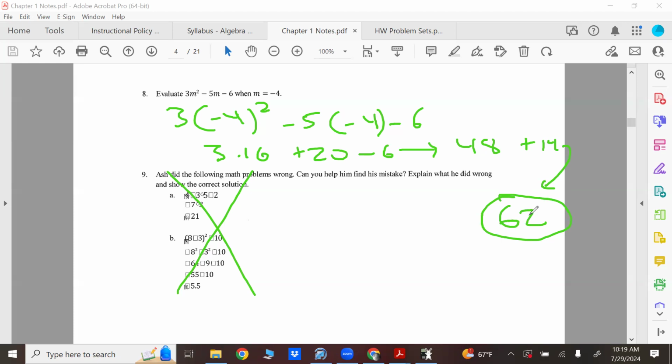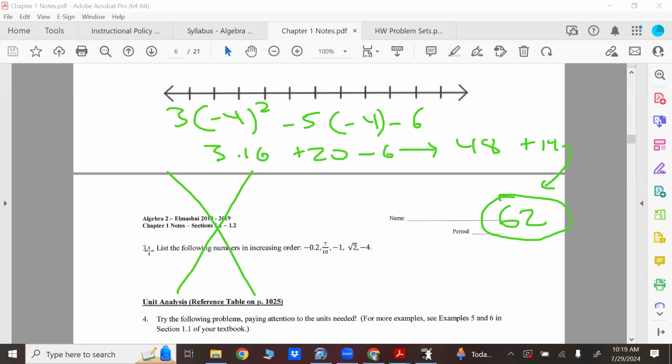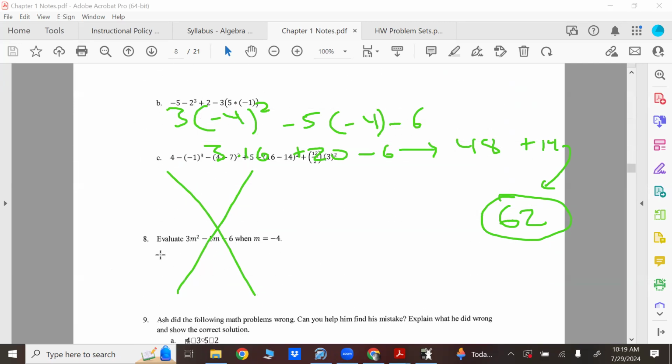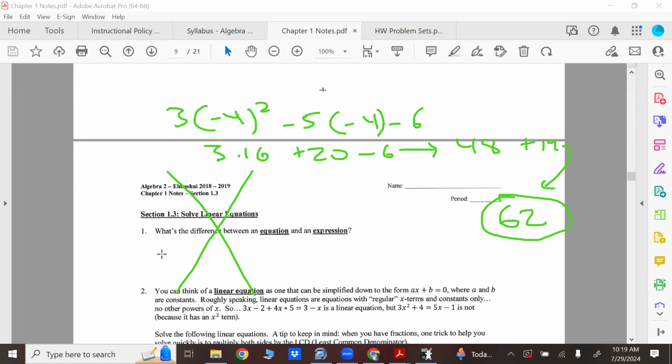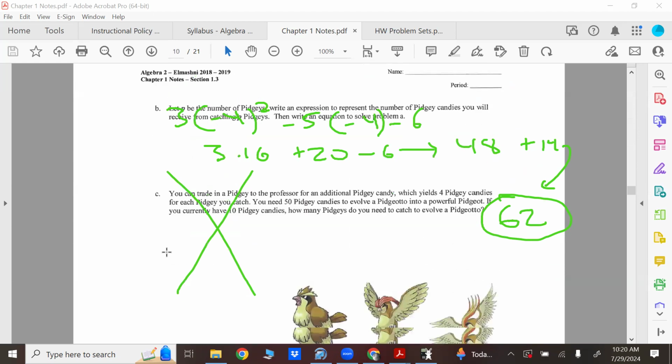Wait, is that right? 48. Yeah, 62, right. Okay. I don't know what the heck I did. So there's a bunch of random stuff. Just need, do we have enough time to get to this?